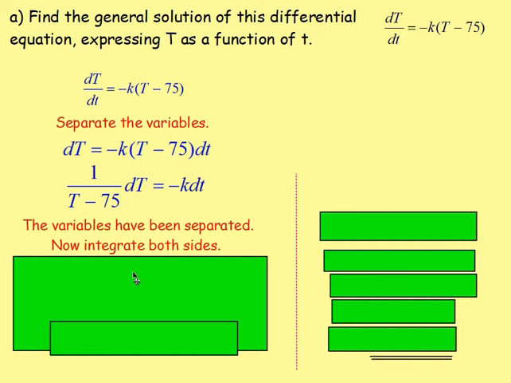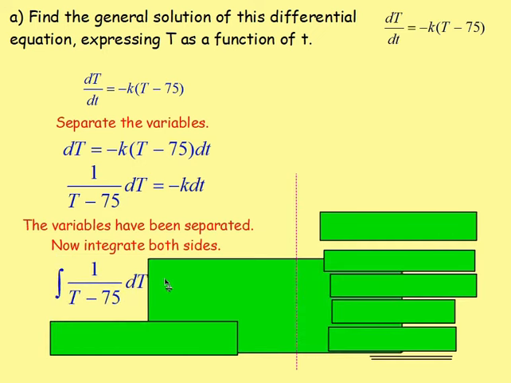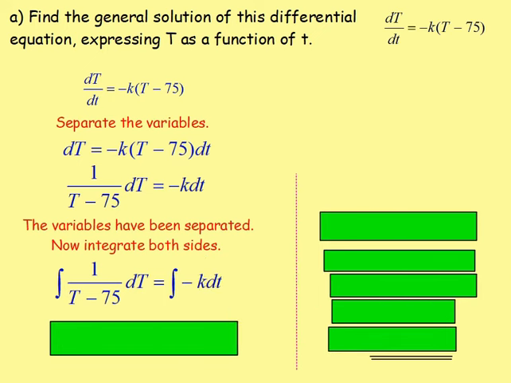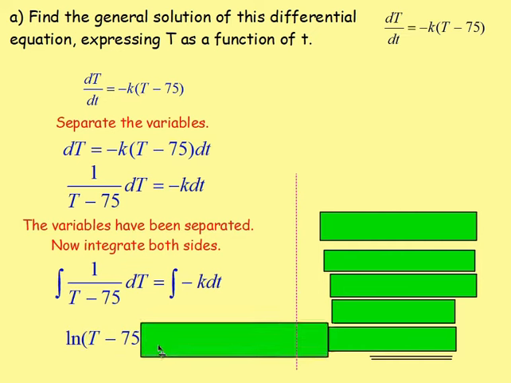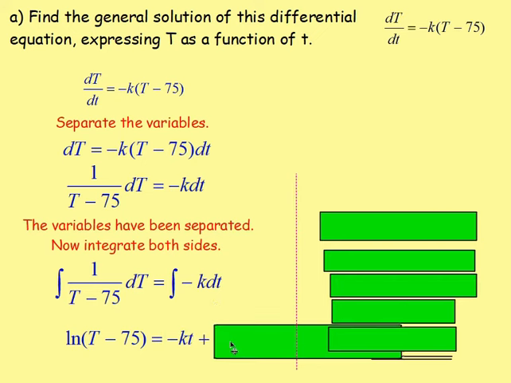Perfect, you would integrate both sides. So we're going to be integrating 1 over T minus 75 with respect to capital T, and we're going to be integrating negative k with respect to lowercase t. So integrating 1 over T minus 75, how would you go about doing that? Perfect, you would have ln of T minus 75, and that would equal, if you integrate negative k with respect to t, Hannah, what would you get? Brilliant, negative kt. And in the end, we've got plus c.